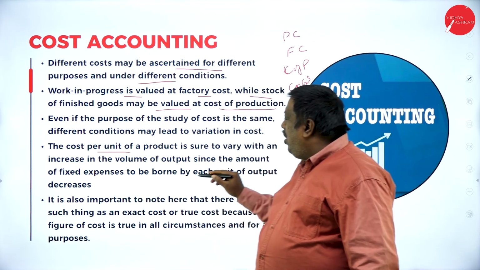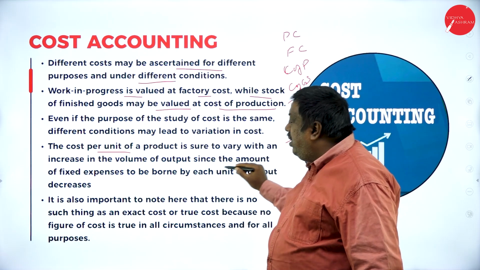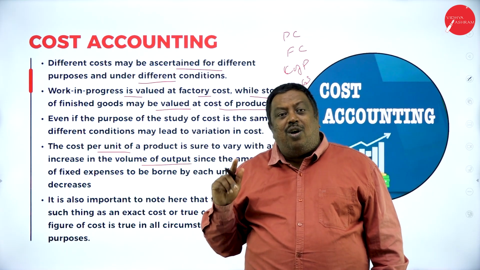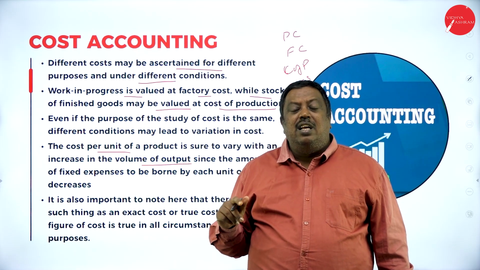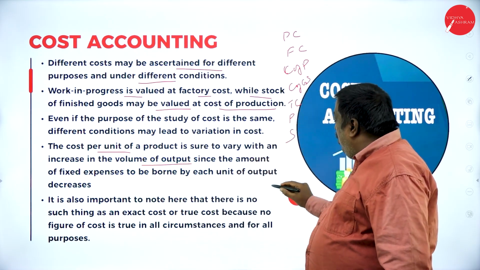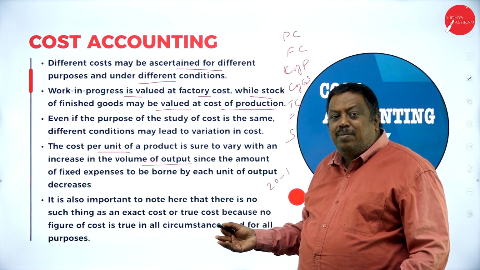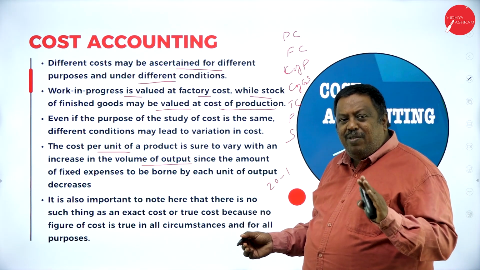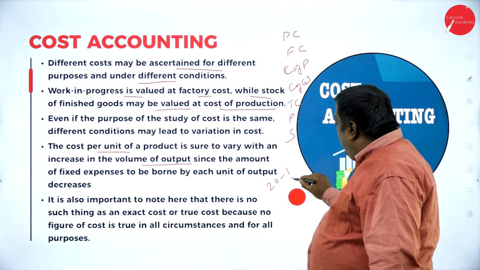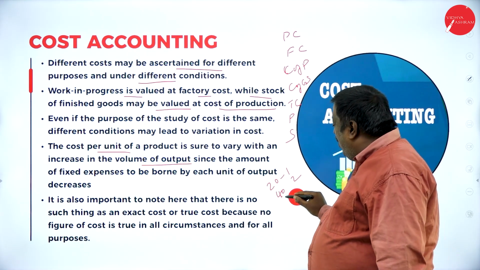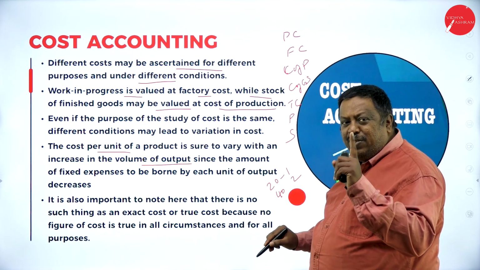The cost per unit of a product is sure to vary with the increase in the volume of output. They're saying that the cost per unit is going to increase. How, sir? If it is 20 rupees for 1 unit, for 100 units it will be the same, right, my dear? The cost will be 1. And when you want to buy 2, this will be 40. So now I've paid 40, not 20. Per unit is 20 only.